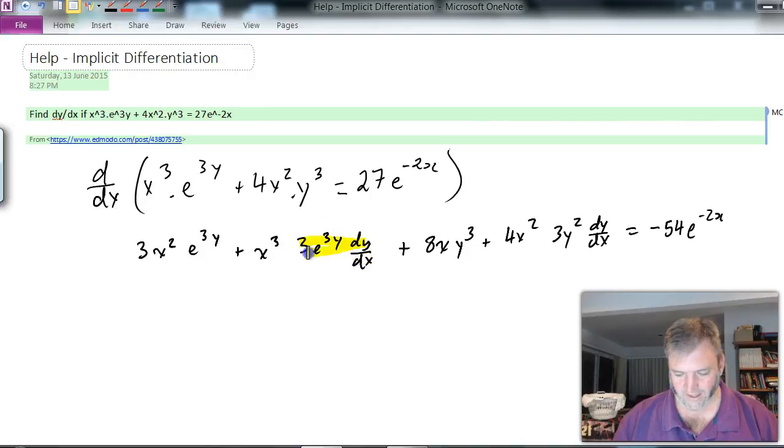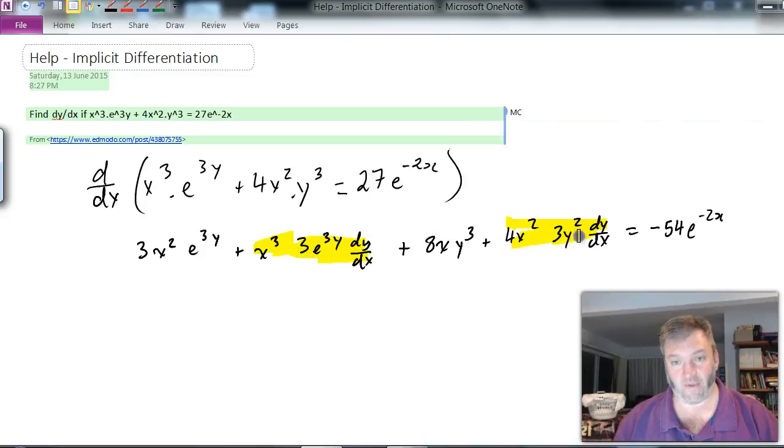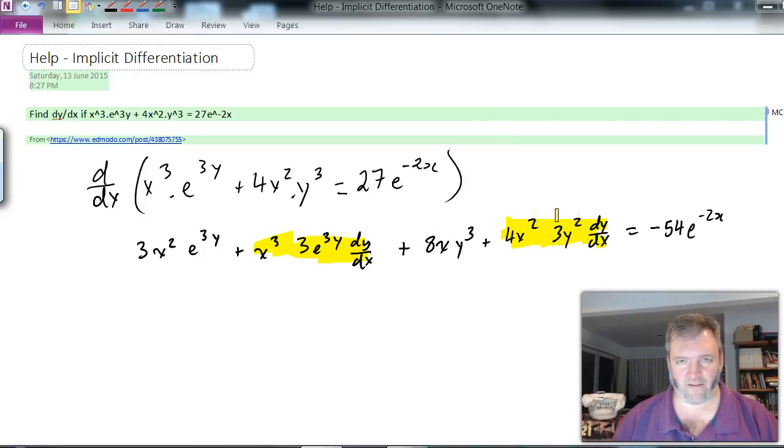What are the terms that we've got to get together? These terms containing dy/dx. The rest of them we'll get on the other side. We'll factor out the dy/dx, do our division, we'll be done. So it won't be too bad. Not red pen, let's go back to black pen.